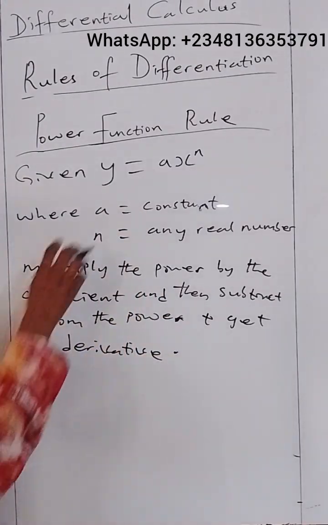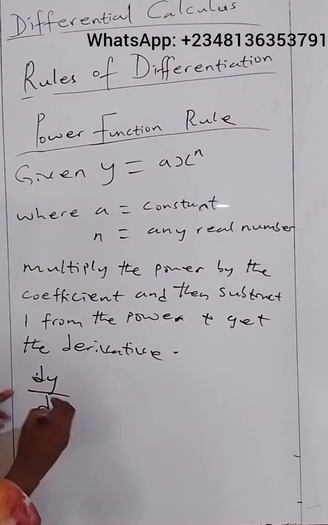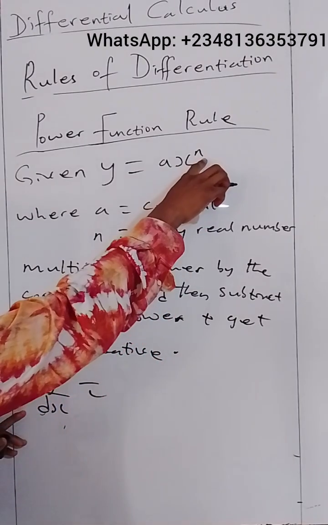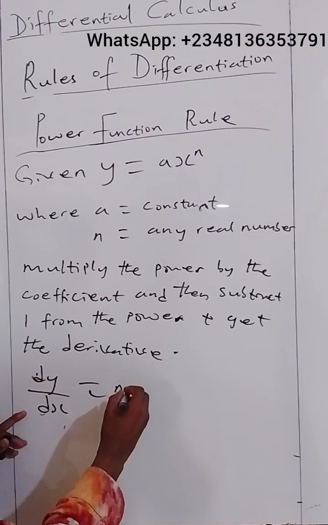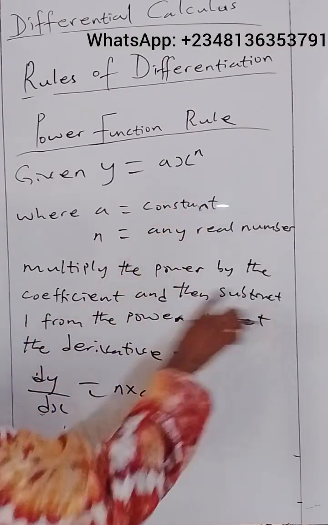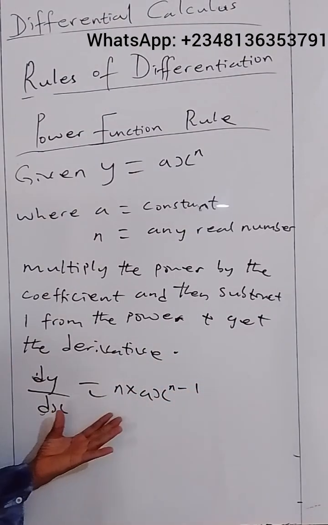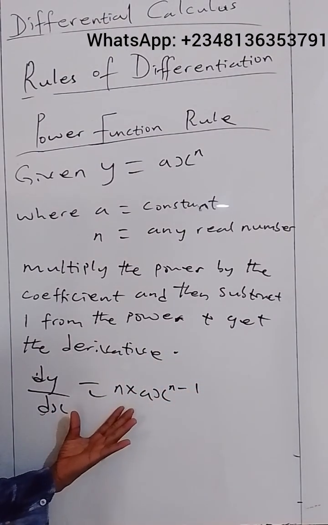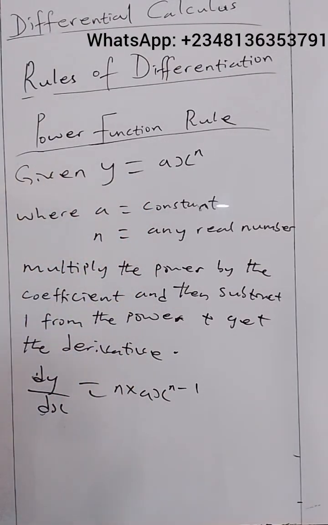So in other words, to find the derivative of this one, according to this power function, we multiply the power by the coefficient. That is, we bring down the power, multiply by the coefficient, then x. Then we subtract 1 from the power, that is n minus 1. Whatever we arrive at through this process will give us the derivative of this power function.